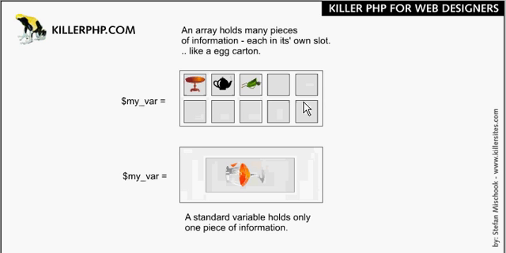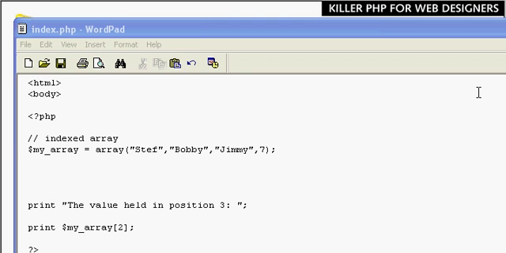There are two types of arrays in PHP, the indexed array and the associative array. We're going to go into examples of each, and once you see the examples, it's going to be very clear, I believe. So if it's unclear for now, don't worry about it. It's going to clear up very soon. Let's start with the indexed array.